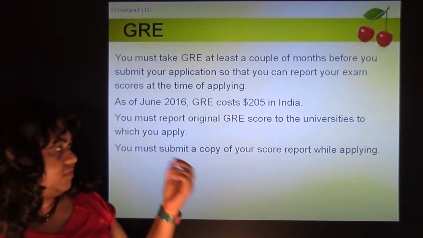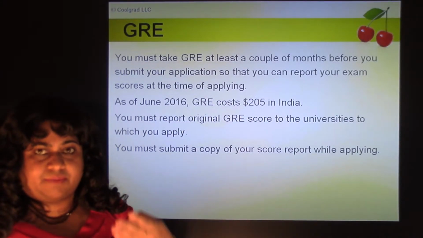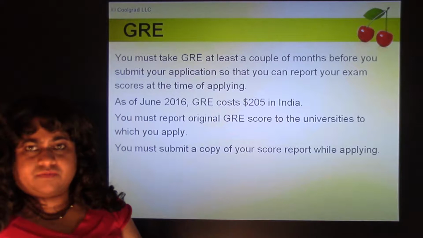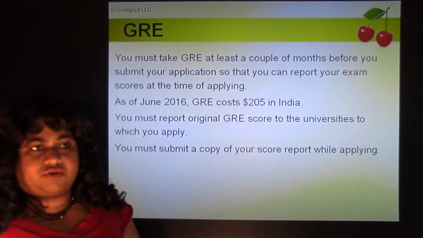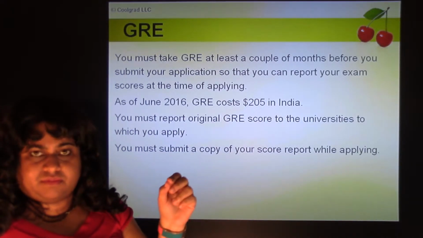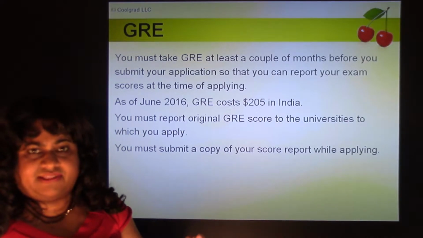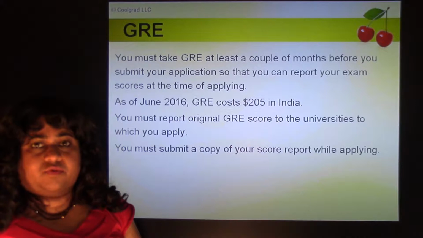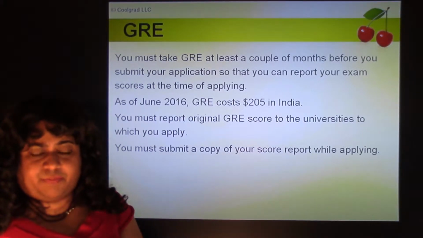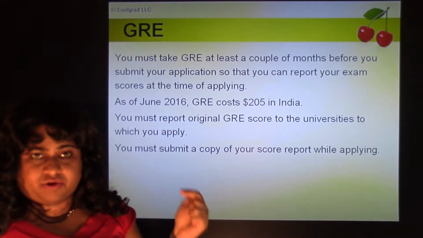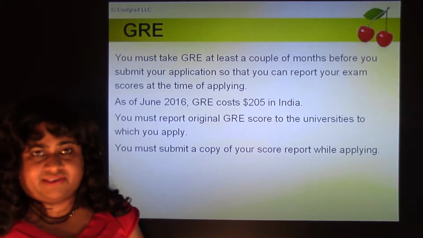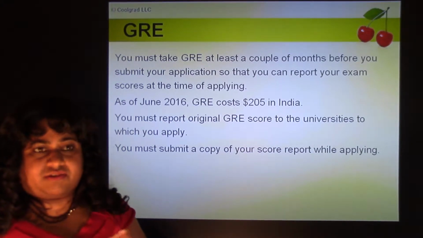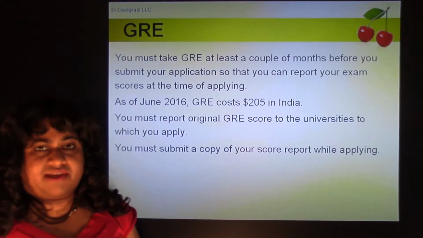At the time of applying, you have to submit a copy of your score report, and you also have to inform ETS or the testing agency to directly send the score report to the university. The original score report copy has to come from the testing agency, and sending it to each university costs about $25 to $27, I guess.